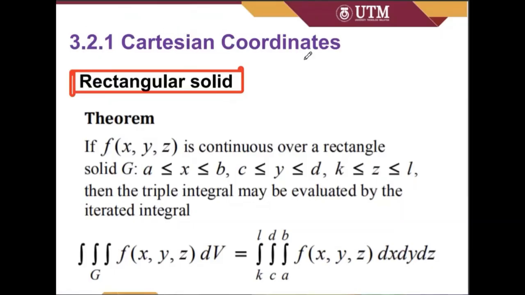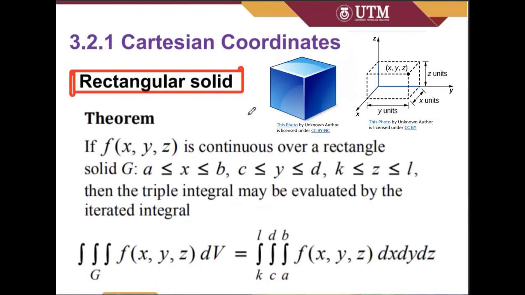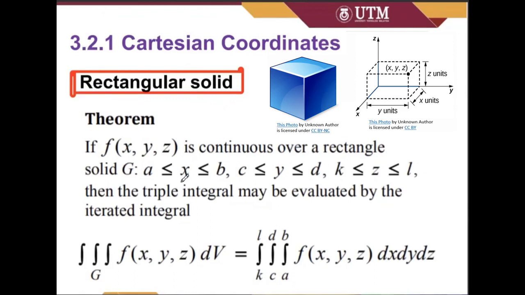So the first one, we have Cartesian coordinates. Remember, we have two types. First type is rectangular solid. If the solid is a rectangle, the limits of integration are a to b for x, c to d for y, k to l for z. So all the limits are constant.